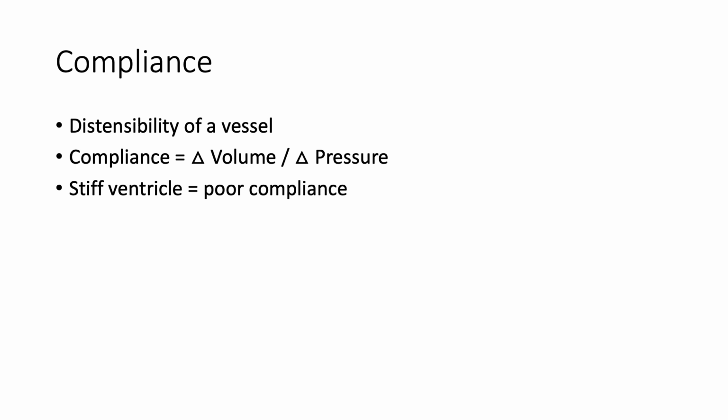Now, another important variable that you need to know about is compliance, and you can think of compliance as the distensibility of a vessel, and you calculate compliance by change in volume over change in pressure. So as we increase volume, does the pressure go up or stay about the same? And if the pressure doesn't go up very much when you increase volume, then that is a very compliant vessel or ventricle. Now, a stiff ventricle has poor compliance because as you increase the volume of blood, pressure is going to go up. And so you can think of stiff arteries, stiff vessels, stiff ventricles as being poorly compliant.